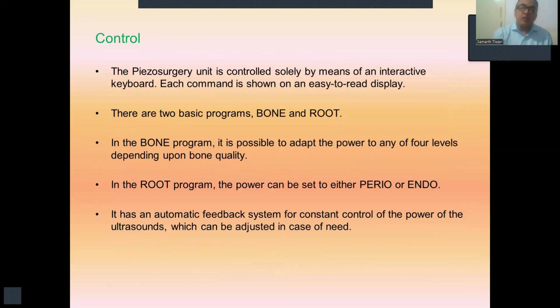Control: the piezosurgery unit is controlled solely by means of an interactive keyboard. Each command is shown on an easy to read display. There are two basic programs, bone and root. In the bone program, it is possible to adapt power to any of four levels depending upon bone quality. In the root program, power can be set to either perio or endo. It has an automatic feedback system for constant control of power of ultrasounds, which can be adjusted in case of need.